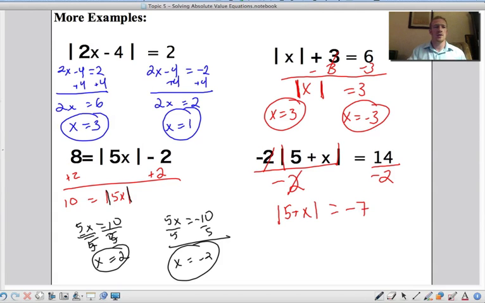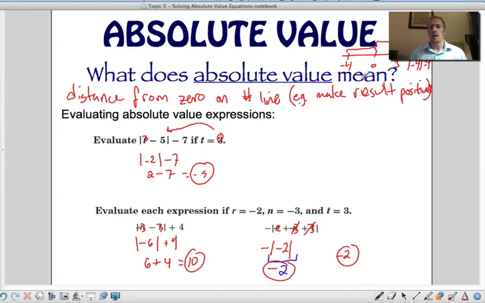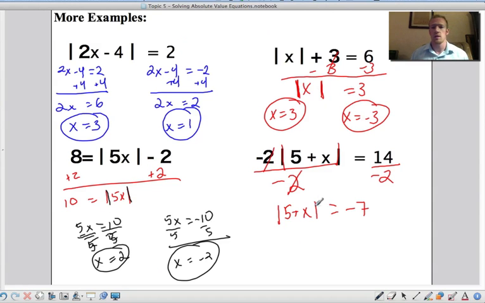Now remember how I said that absolute value is really a distance? Alright, so you can't have a negative distance, even though this is a negative 4, it's a positive 4 units away, it's just 4 units backwards. So when we're talking about distance, negative distance doesn't make sense. So if you have an absolute value set to a negative number, right there, there's no solution.